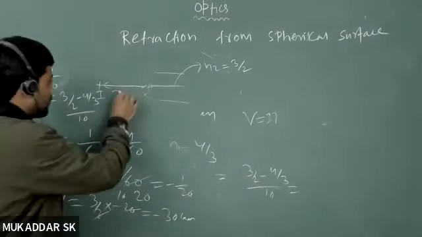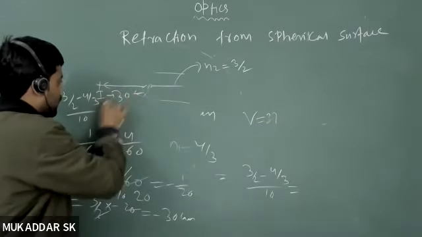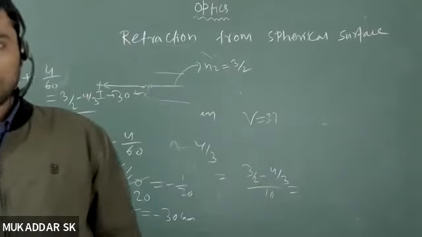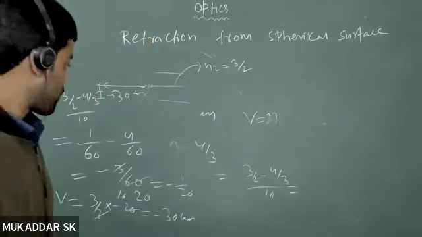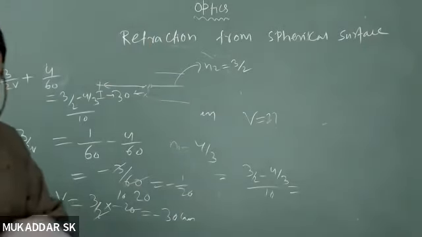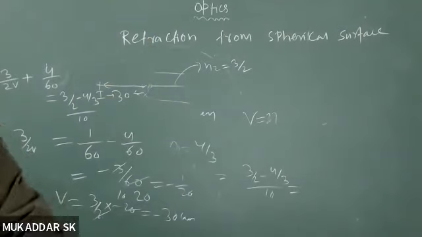This distance will be 30 centimeter, and obviously u and v both are in same sign, so your image will be basically what? It will be virtual image. Is it clear what I'm saying? Is this clear what I'm saying, Shekhar? Yes. Yes sir. Rajkishore? Okay.